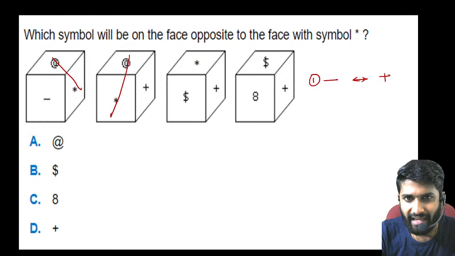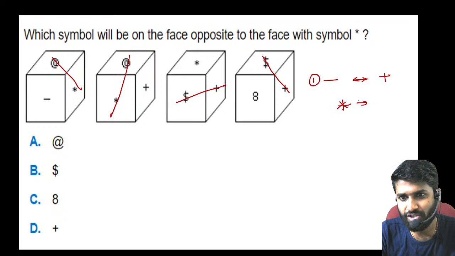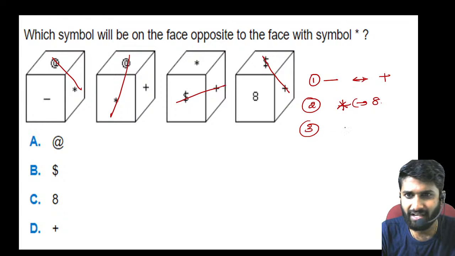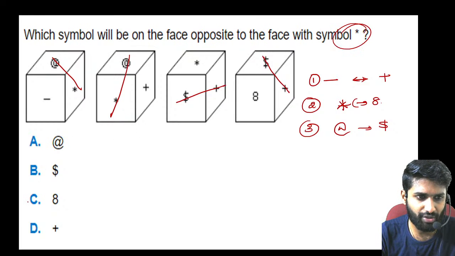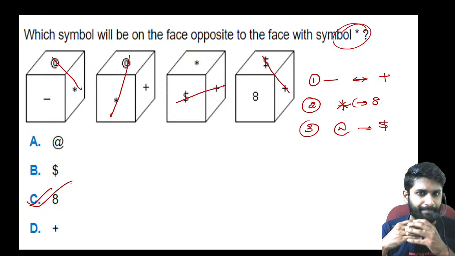Next one, see again, dollar plus dollar is common, then star is exactly opposite to the 8. Third one, what is the remaining one? So we have at the rate remaining and dollar remaining. Here my question, what is opposite to the star? Star is opposite to the 8.